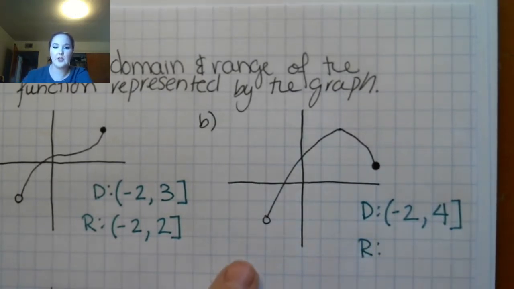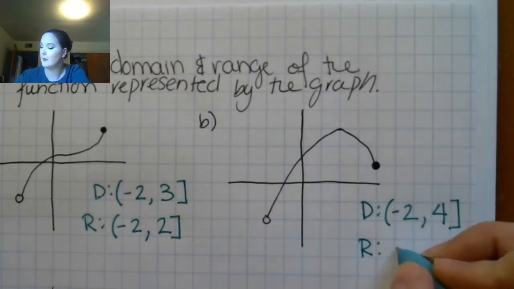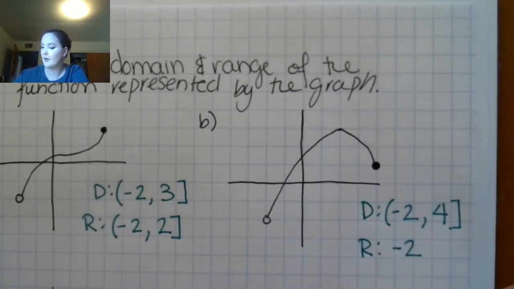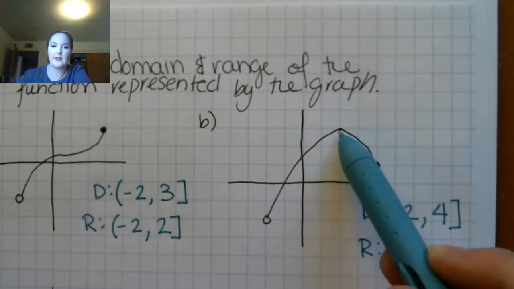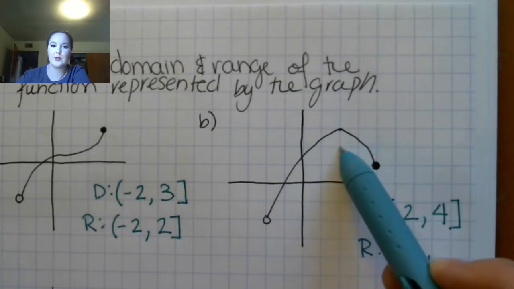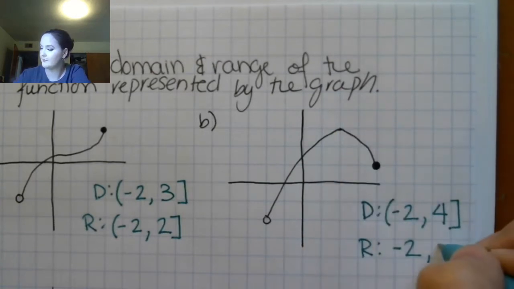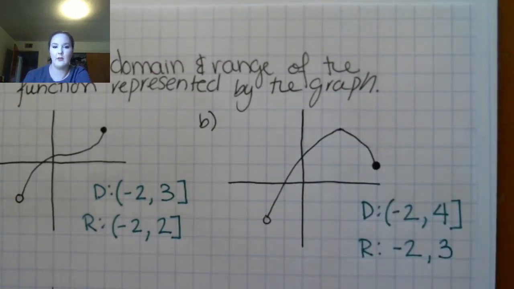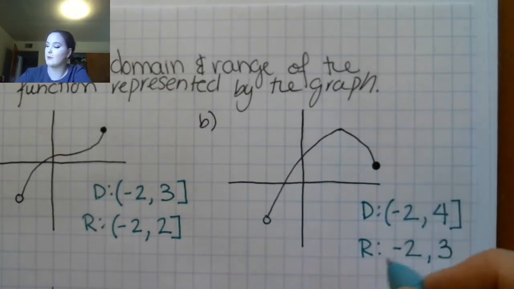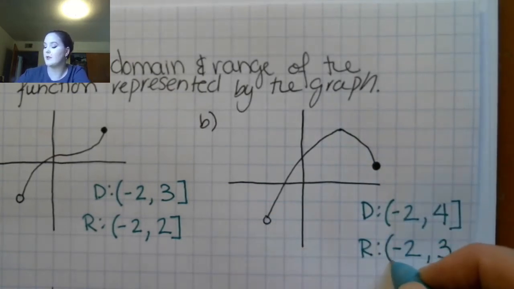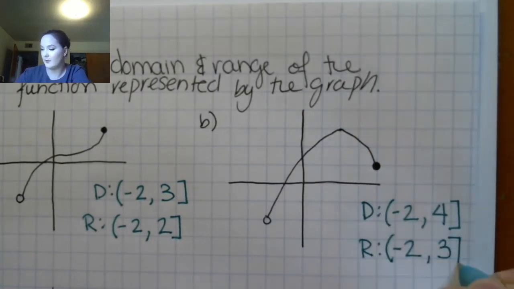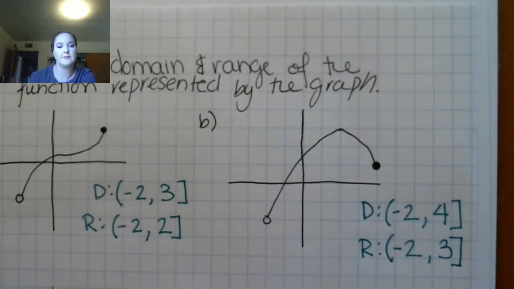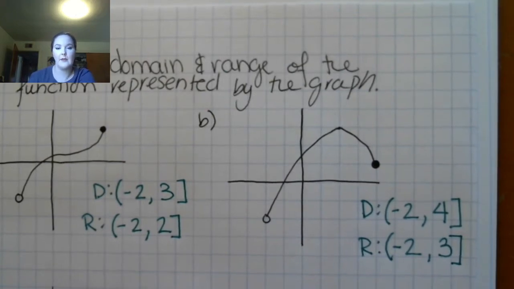Now I'm going to start at the bottom of the graph, which is here. This is at -2. Then I'm going to look up to the top of my graph. This is the top of my graph at 1, 2, 3. This dot at the bottom is open, so I'm going to use parentheses. This point at the top is included, so I'm going to use brackets.